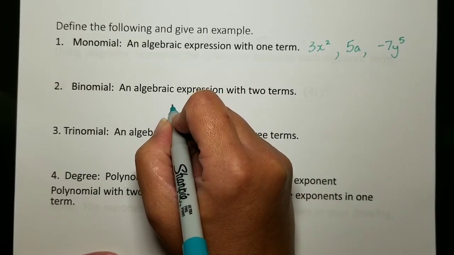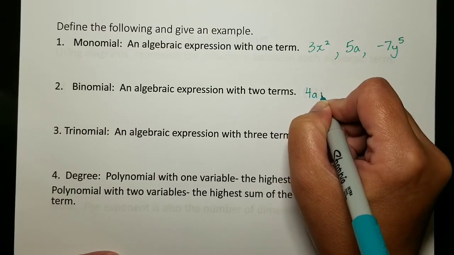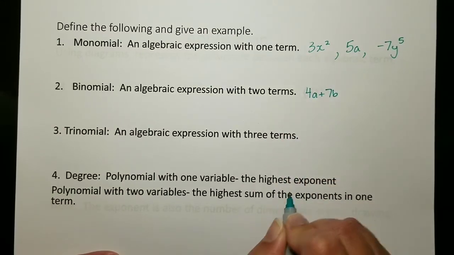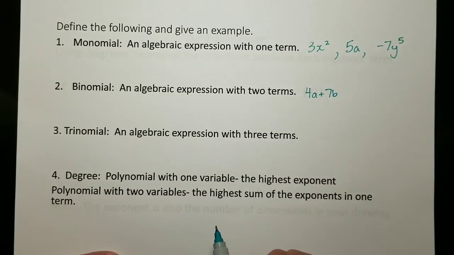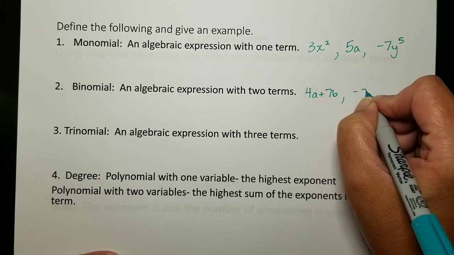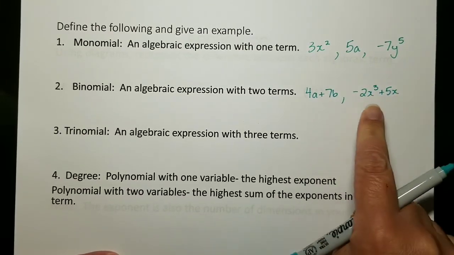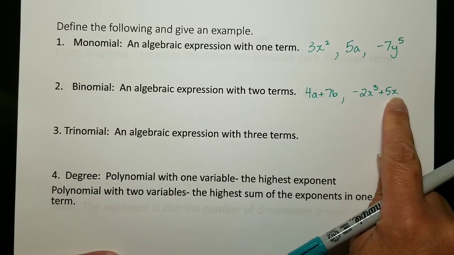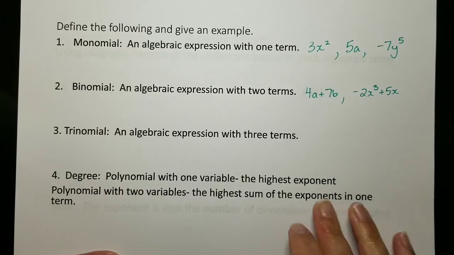So an example of a binomial might be 4a plus 7b. That's a binomial because it has 2 terms, separated by plus or minus. Another binomial might be negative 2x cubed plus 5x. So that's a term there, the negative 2x cubed, and then the 5x is another term, 2 terms.